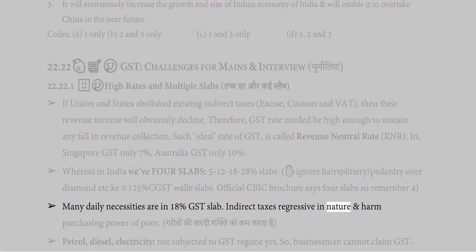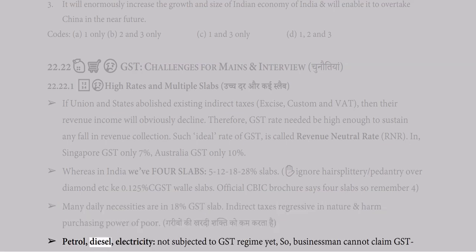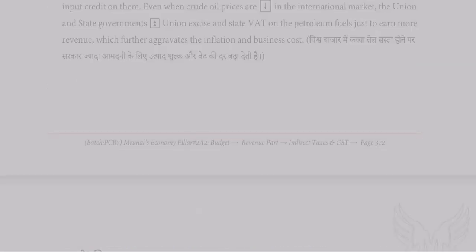Indirect taxes are regressive in nature and harm the purchasing power of the poor. Petrol, diesel, electricity are not subjected to the GST regime yet, so businessmen cannot claim GST input credit on them. Even when crude oil prices fall in the international market, the union and state governments raise union excise and state VAT on the petroleum fuels just to earn more revenue, which further aggravates inflation and business cost.